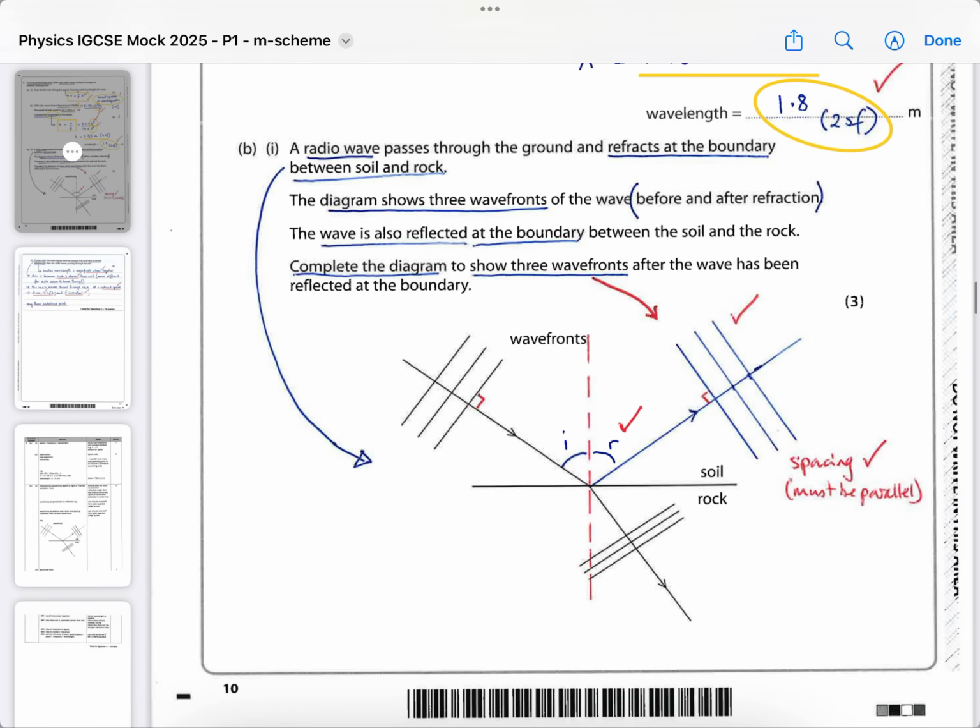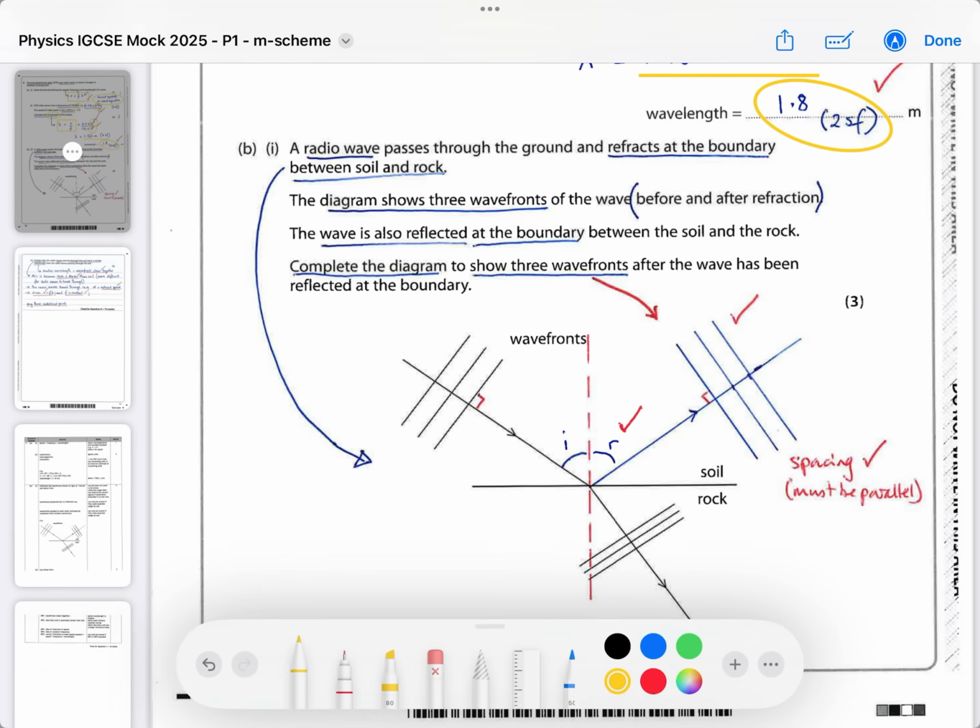Okay, then it's part B. It says a radio wave passes through the ground and refracts at the boundary between soil and rock. So you can see the boundary is here between soil and rock. The diagram shows 3 wavefronts. So wavefronts are like looking at the waves.